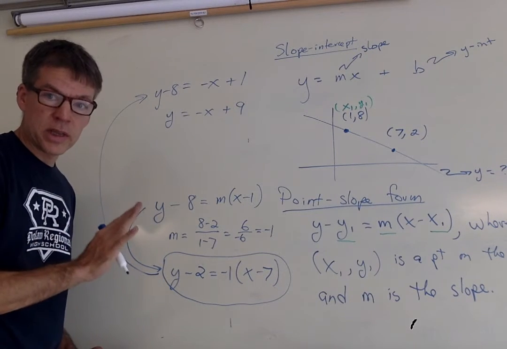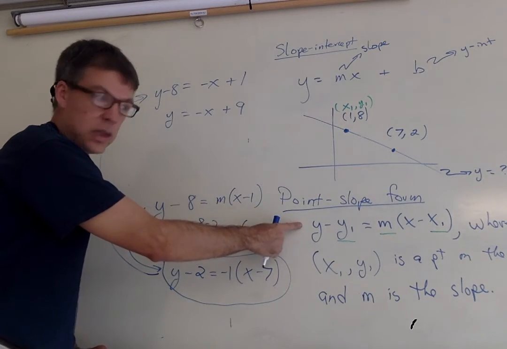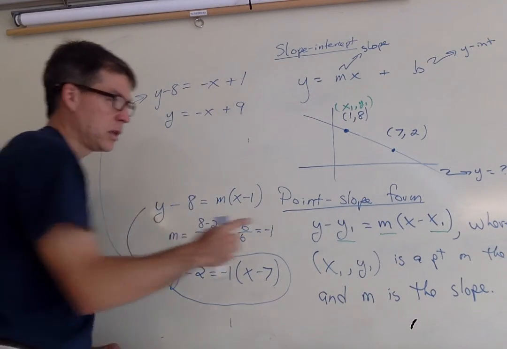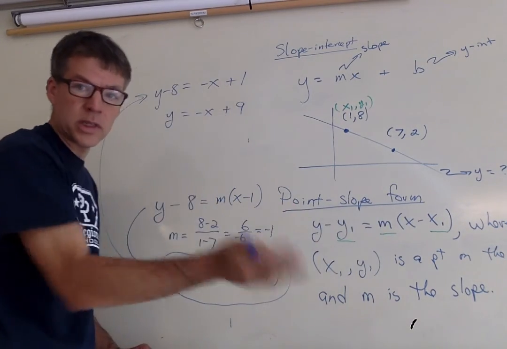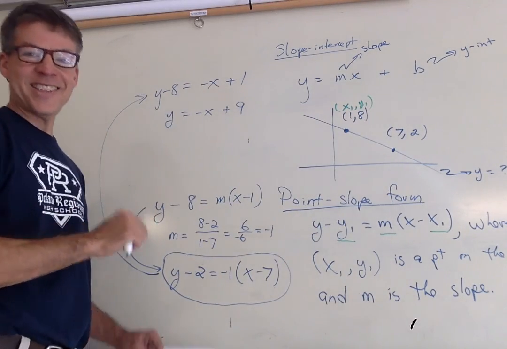So that's really big, like I said. Point-slope form is this. Memorize it. And remember that there are 3 slots you always got to fill in. 2 of them are the coordinates of a point on the line, and the m is the slope of the line. Okay? Thank you.